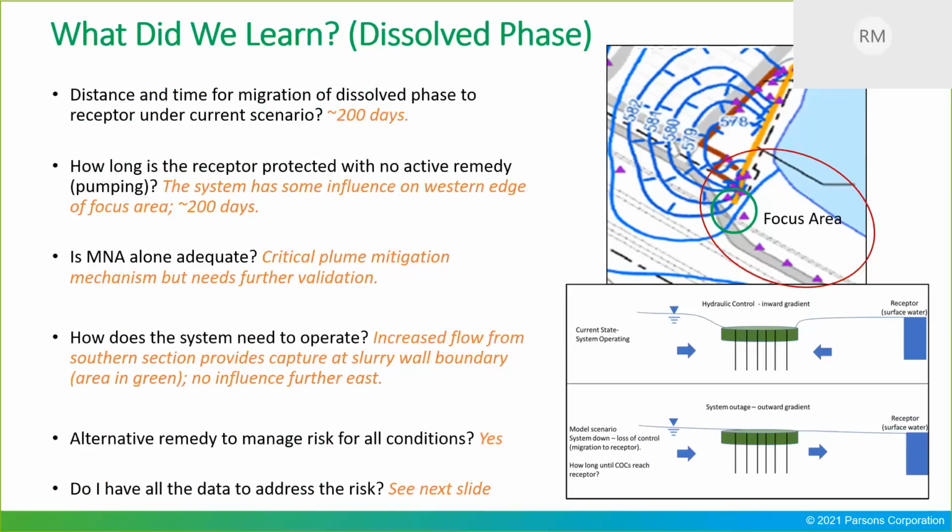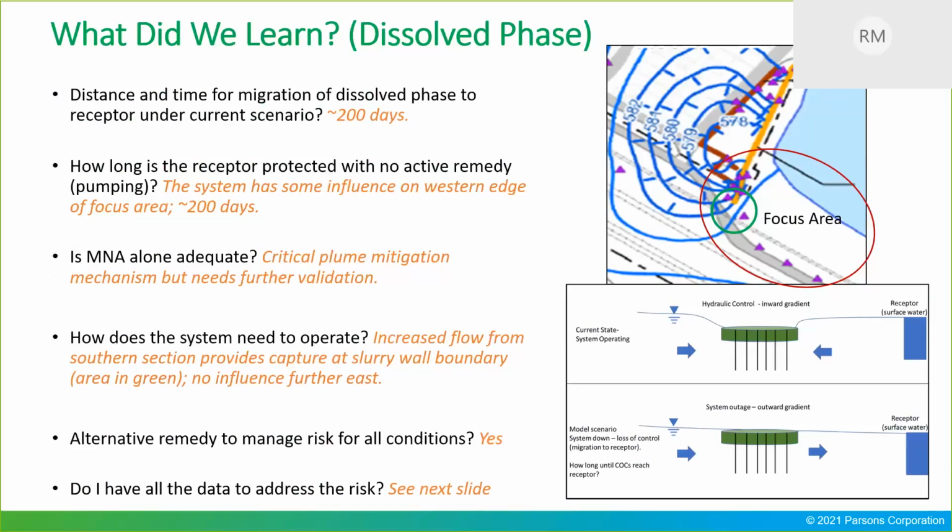Also, is MNA alone adequate? Yes, there is some biodegradation going on there, but we still need to further validate that result. And how does the system need to operate? As I previously mentioned, we did multiple iterations in terms of operating the pump and treat or dewatering systems. Based on that, increased flow from the solvent section increases the capture to the boundary edge, but it is not adequate to capture the overall focus area.